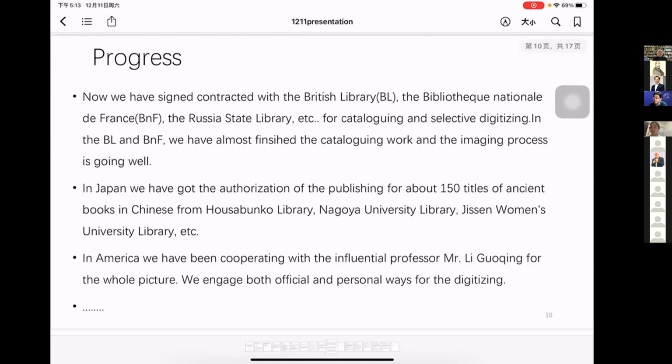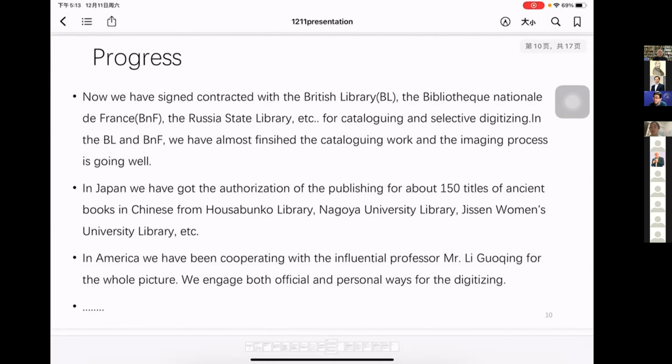In this PowerPoint, I would like to talk about the progress we have made till now. Now we have signed a contract with the British Library, the Bibliothèque Nationale de France, the Russian State Library, etc., for cataloging and for selective digitizing. In the BL and the BNF, we have almost finished the cataloging work, and the imaging process is going on well.